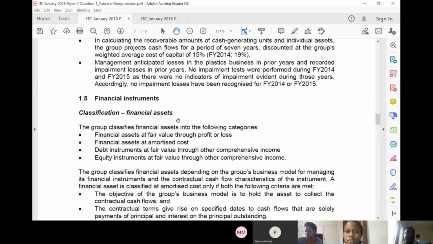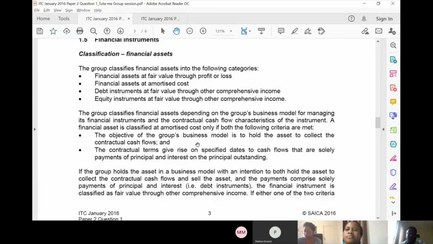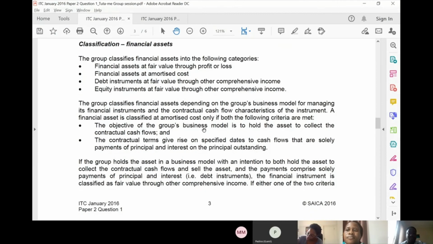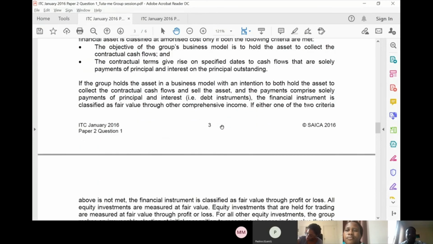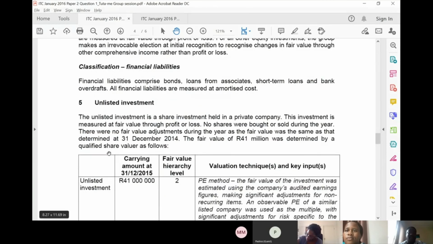Then they tell us the classification of financial assets, and they say that all the financial assets are classified here. But what's important is that all these classifications, we would expect to see assets that are classified here. So if we don't see any assets that are classified using these buckets, then it's irrelevant to include this information. Then they've explained, okay, business model, that's great. And then they've explained, okay, business model for fair value through OCI, hold to sell. They've explained the business model for financial liabilities. They've told us that the unlisted investment, how they've calculated it, PE valuation, that's the estimate.